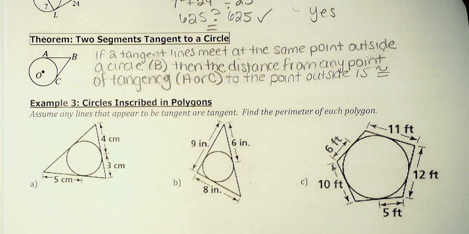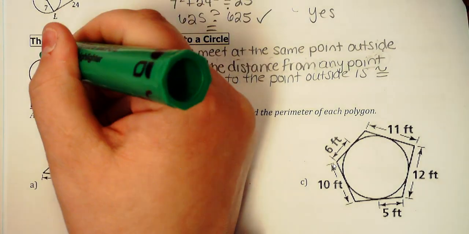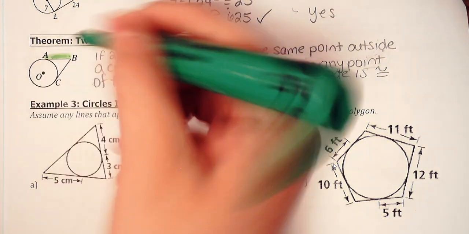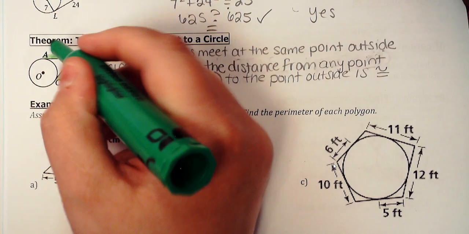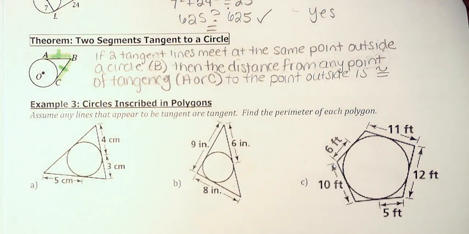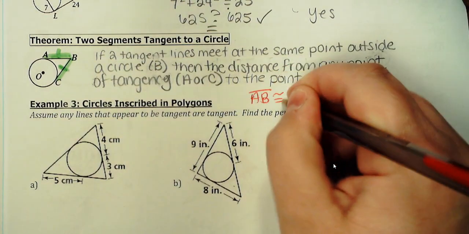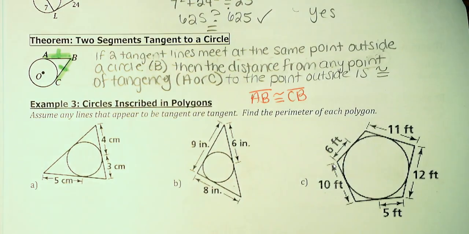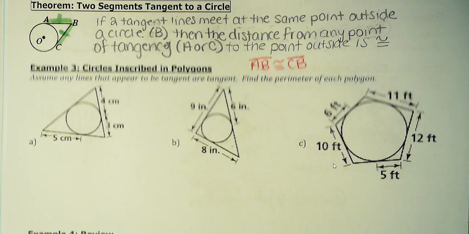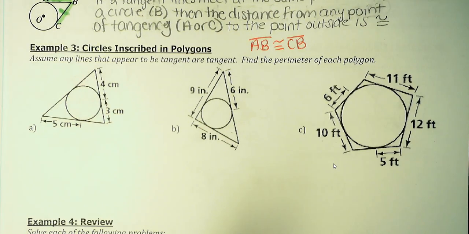So what I mean by that, in the picture, if you're looking at it, your point of tangency A to B and your point of tangency from C to B, those would be the same. So in that diagram, the segment from A to B would be congruent to the segment from C to B. We're going to work on this and some problems here in example 3. So I love to use highlighters on these questions, so feel free if you want to as well.